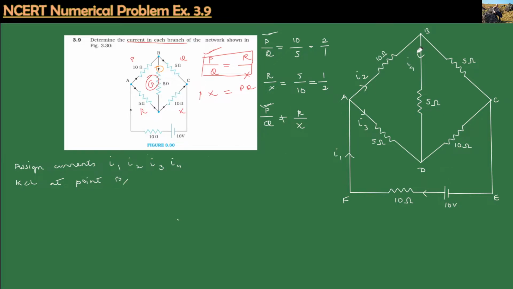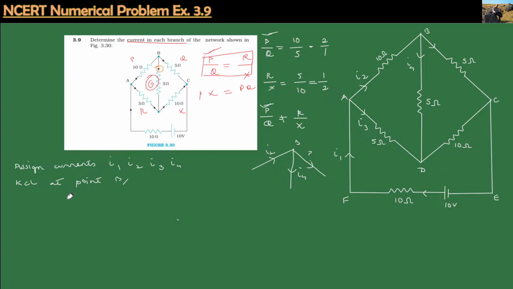So when we apply Kirchhoff's current law at point B, that means the current I2 enters point B, whereas this current I4 leaves point B, which means that part of the current will move. You have to find the remaining current which flows across this branch BC. So what will be that remaining current?